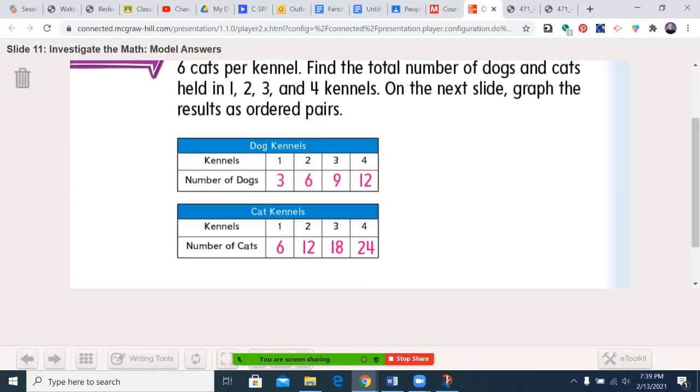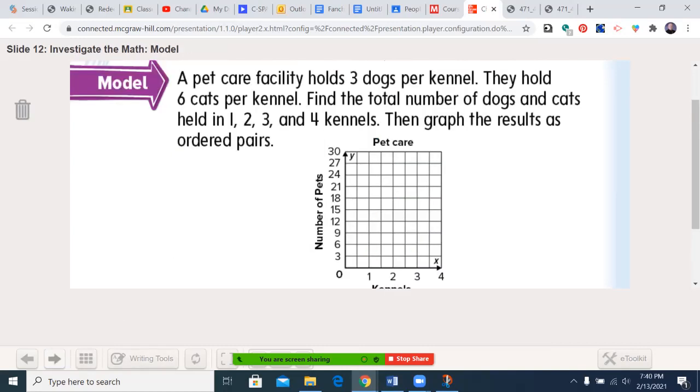And using the numbers right here, my kennels, I would have it 1 over and 3 up, 2 over and 6 up, 3 over and 9 up, 4 over and 12. This becomes the x-axis, the kennels, and the number of dogs would be on the y-axis. With the cats at 1 over and 6 up, 2 over and 12, 3 over and 18 up, 4 over and 24 up. Same thing, that top one is the x, the number of cats is the y.